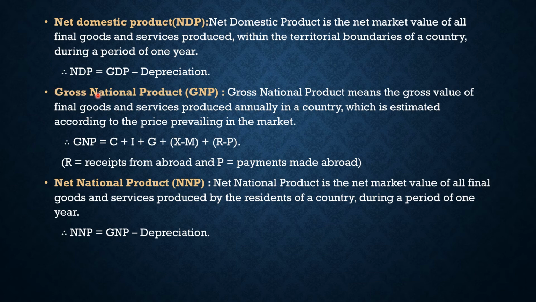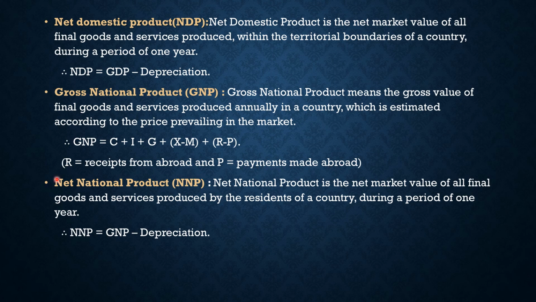Now, gross national product. Listen carefully. Gross means depreciation is added, but the national concept is here, which means net factor income from abroad is added. Now the definition: gross national product means the gross value of all final goods and services produced annually in a year, which is estimated according to the price prevailing in the market. And the formula is C plus I plus G plus X minus M, or C plus I plus G plus R minus P. R stands for receipt from abroad and P stands for payment made to abroad.